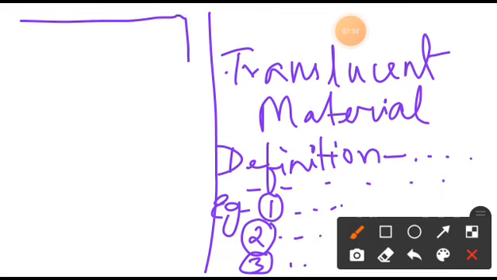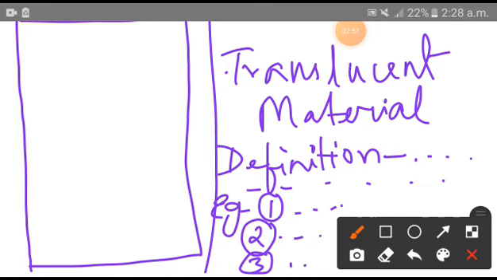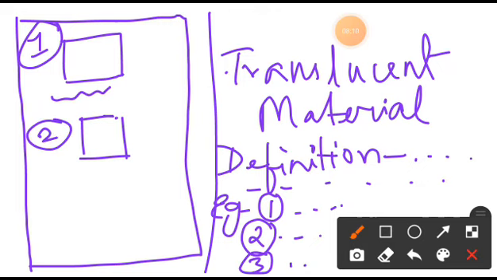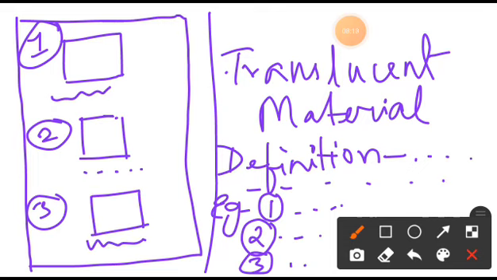Again draw the margin in the blank side, then draw pictures. First example, this is your example number 1. Next, you will label it. After that, write example number 2 and draw the picture. Then example number 3, you are going to draw the picture, then label it. Okay, always remember to label the pictures whichever you are drawing.